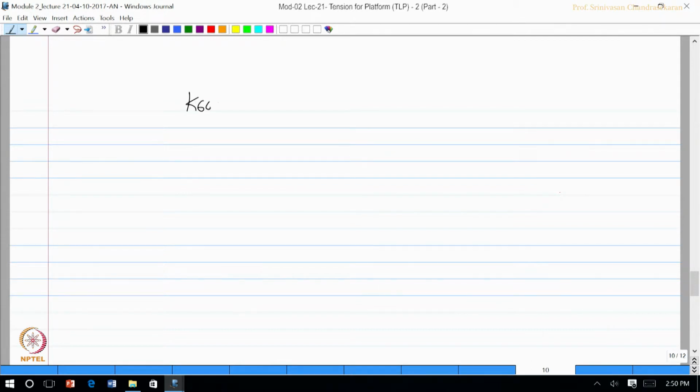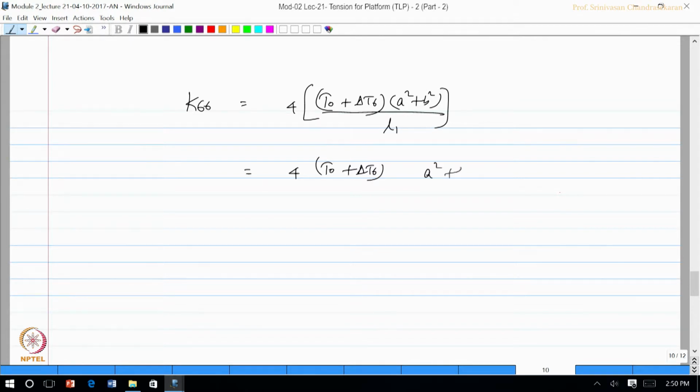K66 will be now equal to T0 plus delta T6 of A square plus B square by L1 of 4 times, which in simple terms is 4 times of T0 plus delta T6, A square plus B square by root of L square plus theta 6 square of A square plus B square. I call this equation number.